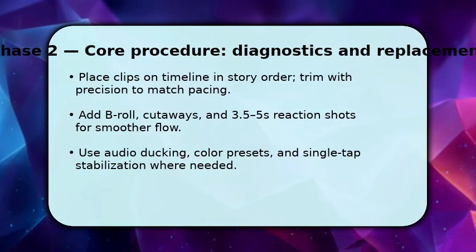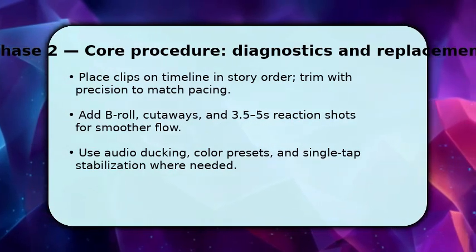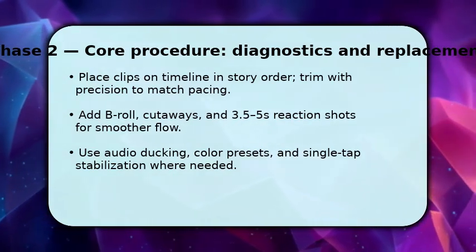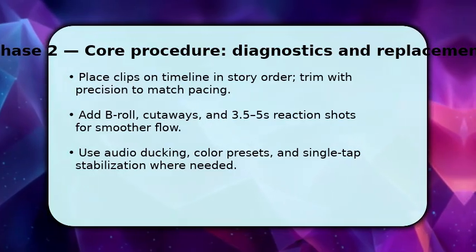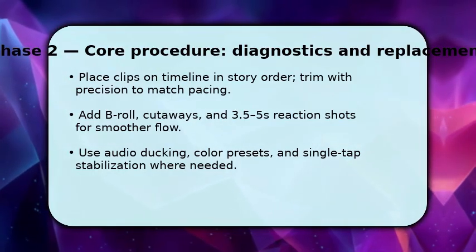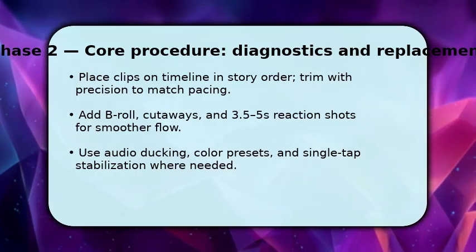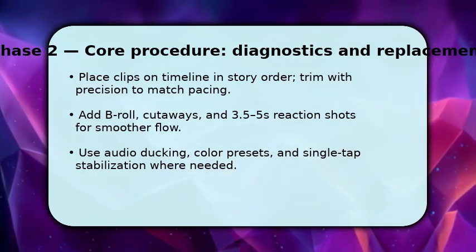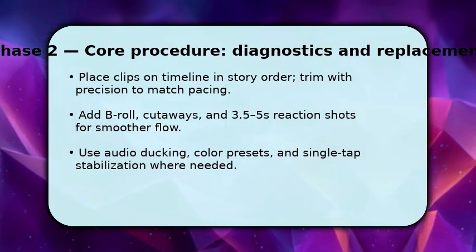You now assemble the narrative. Drag clips into the timeline and trim to rhythm, shorten to maintain attention, and leave 1/2 to 1 second of breathing room between edits. Layer B-roll and cutaways to hide cuts and explain context. Use reaction shots for continuity.